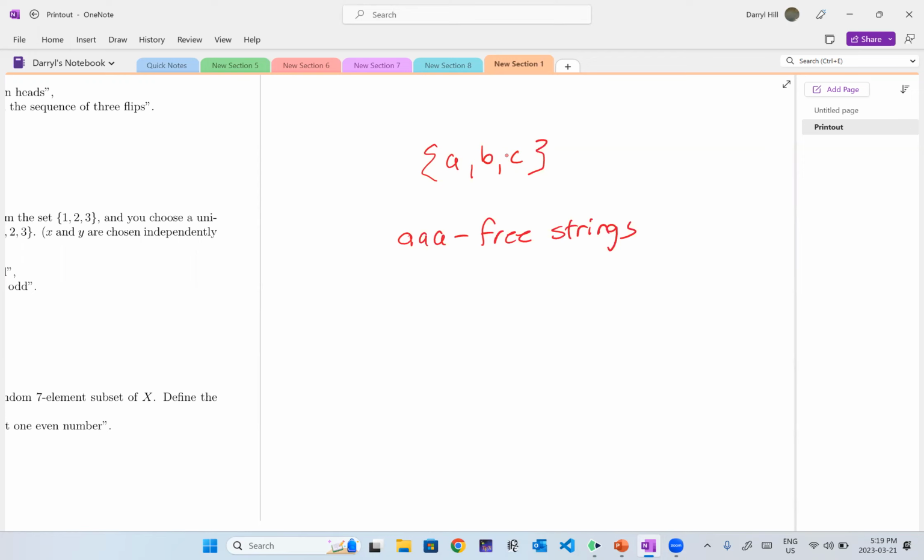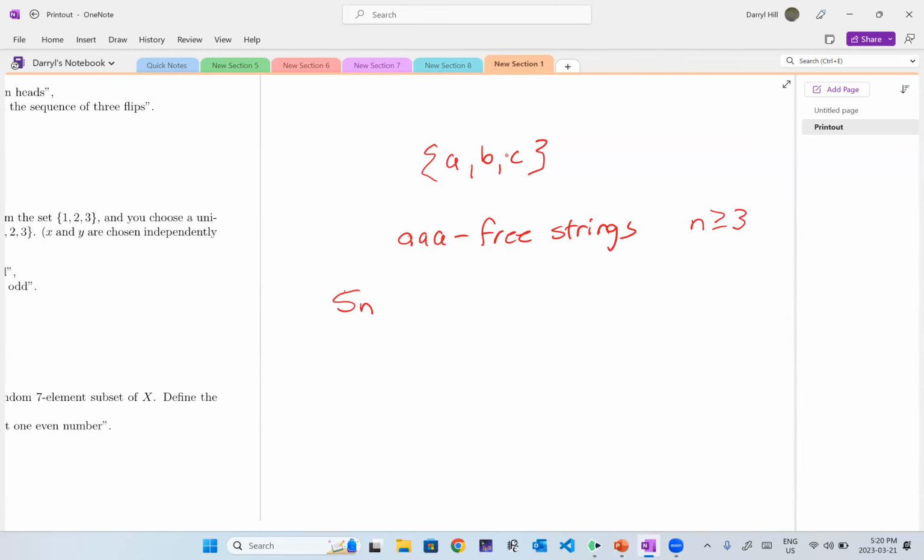I'm simply going to start. I want a recursive formula for the number of A free bit strings of length n. So there's some base case. I'm going to give you some number n greater than or equal to 3, probably.